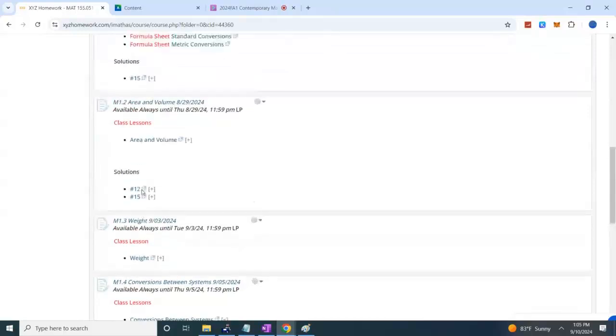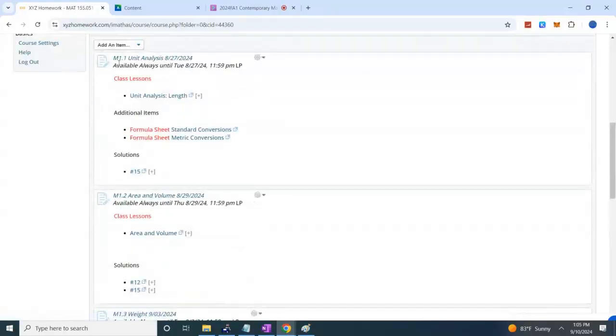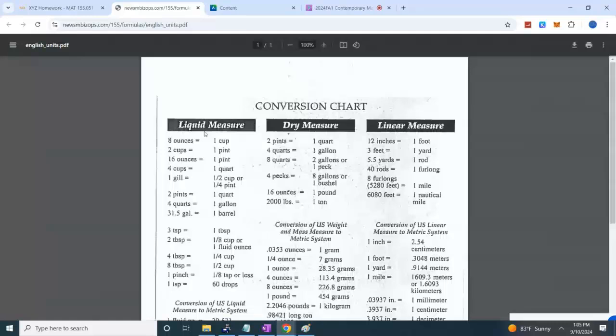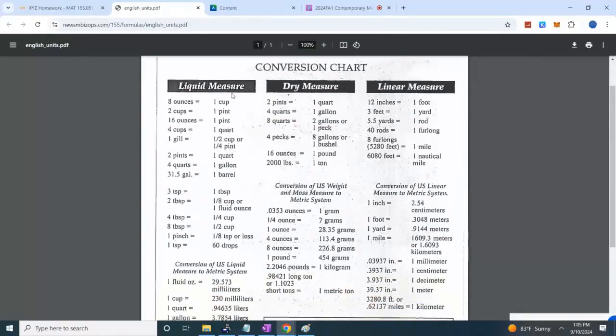Now, as far as weight is concerned, in module 1.1, there was a standard conversion sheet and a metric conversion sheet. The standard and metric sheets actually follow through all 4 sections. They're just posted in that first section. So in section 1.3, for weight, we're going to use the dry measure conversion. We talked about the liquid measure in section 1.2.